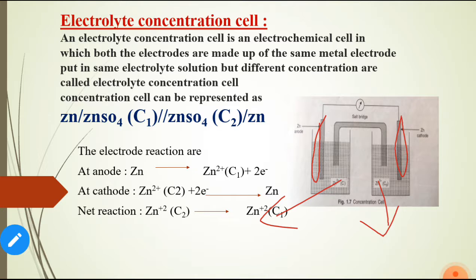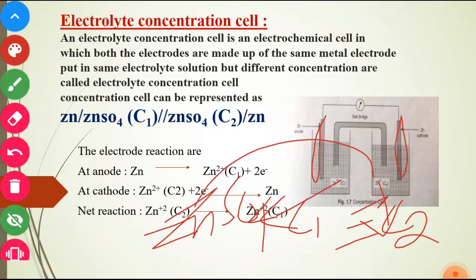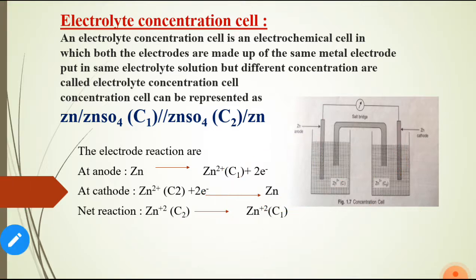But what is the difference? The concentration. Here the zinc sulfate has C1 concentration, here the zinc sulfate has C2 concentration. Here we have taken two different concentrations. Overall, two same metal rods are dipped into the same electrolyte solution but with different concentrations. It is called an electrolyte concentration cell. These two electrodes are connected to a voltmeter. Okay, then the salt bridge is placed.